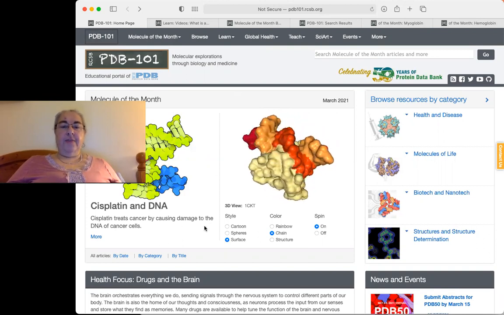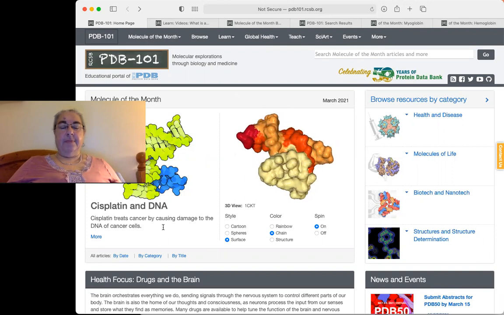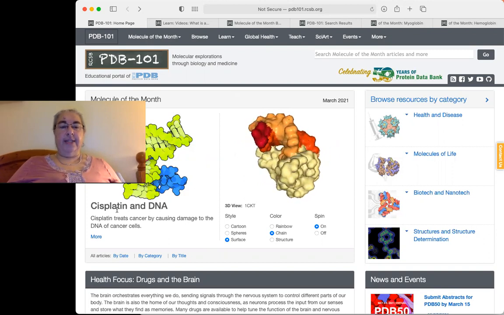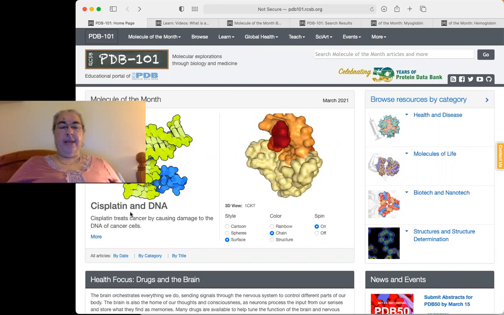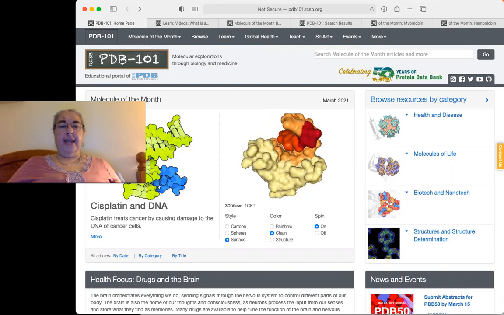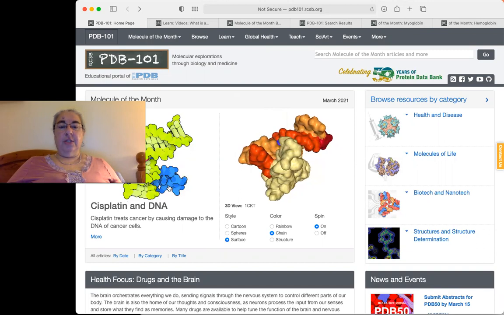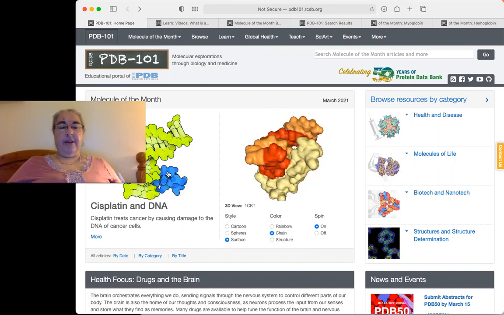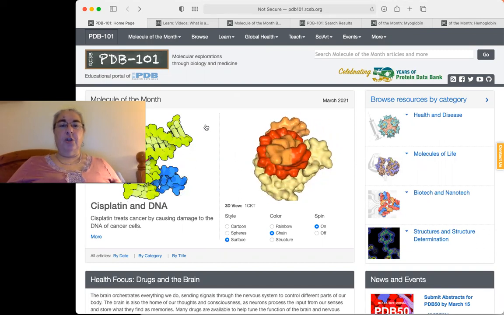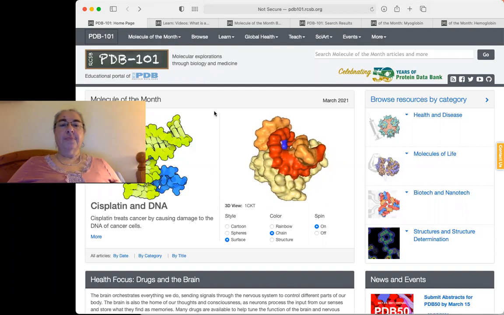Each month they highlight a particular molecule. This week it's a drug called cisplatin, which binds to DNA. You'll learn a bit more about that in the molecular biology course next semester. I'm very interested to see that this diagram is new on this website.